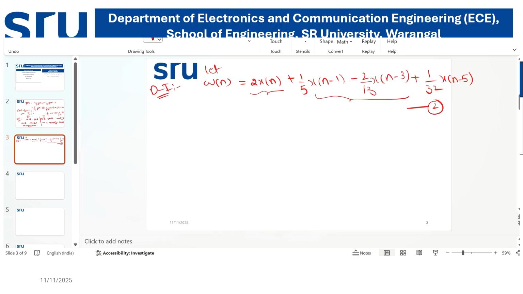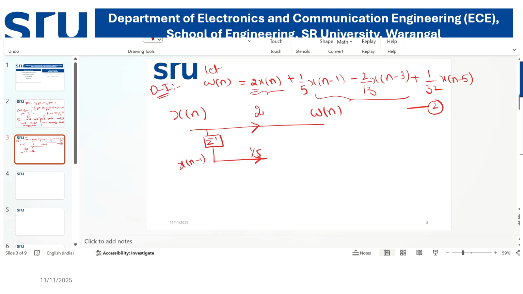Now identify what the input is for this expression. Input is x of n. What is the output? W of n is the output, right? Now the input goes towards the output side. For x of n, the coefficient is 2. Now the coefficient 1 by 5 goes with x of n minus 1. To generate x of n minus 1, x of n has to go through 1 delay. So it will produce x of n minus 1. What is the coefficient for x of n minus 1? 1 by 5.